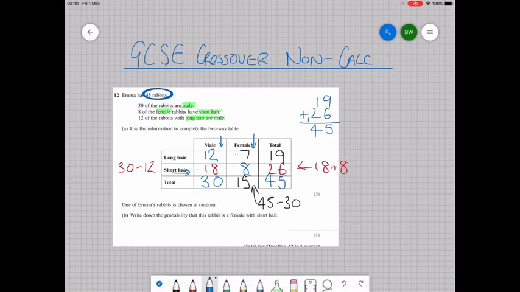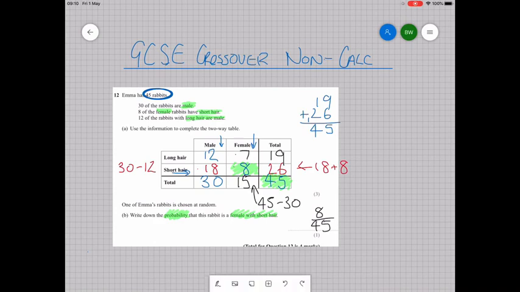Let's look at the second part of that question. One of Emma's rabbits is chosen at random. Work out the probability. So probability, I'm likely to put it in a fraction in this case, that the rabbit is a female with short hair. So overall here I've got how many female rabbits have short hair? 8. If one of the rabbits is chosen at random, that's out of every single rabbit. So I've got 8 out of a total of 45. Now the question's not asking me to simplify, so I'm going to leave it there.